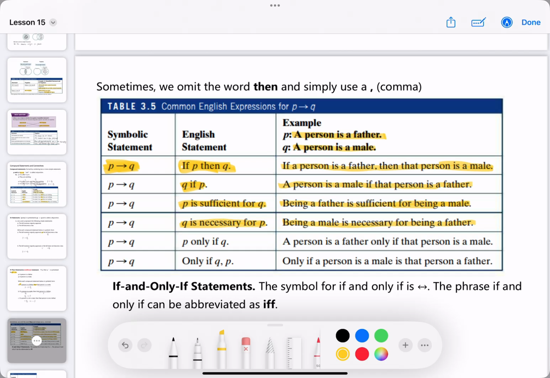We can also say P only if Q. A person is a father only if that person is a male. Or we can also say only if Q, comma P. Only if a person is a male, that person is a father. I think they have a typo here.